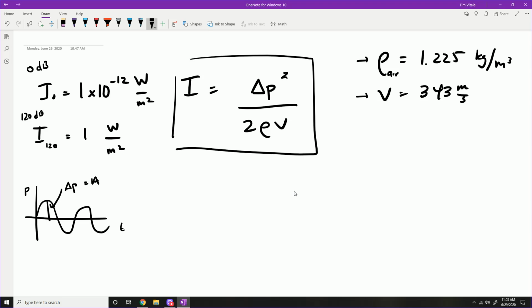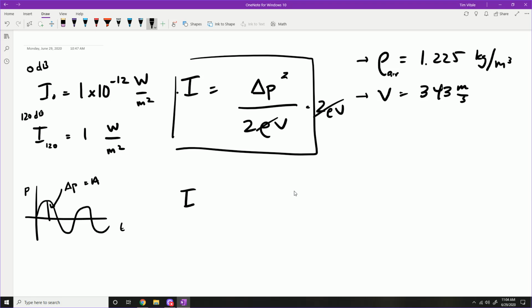So now what we want to know is the difference in pressure, or amplitude, basically, between 0 decibels and 120 decibels. The way I would do this is I would first solve for the amplitude. So let's rearrange this equation for that. I'm going to multiply 2 times the density times the speed on both sides. That's going to cancel that out.